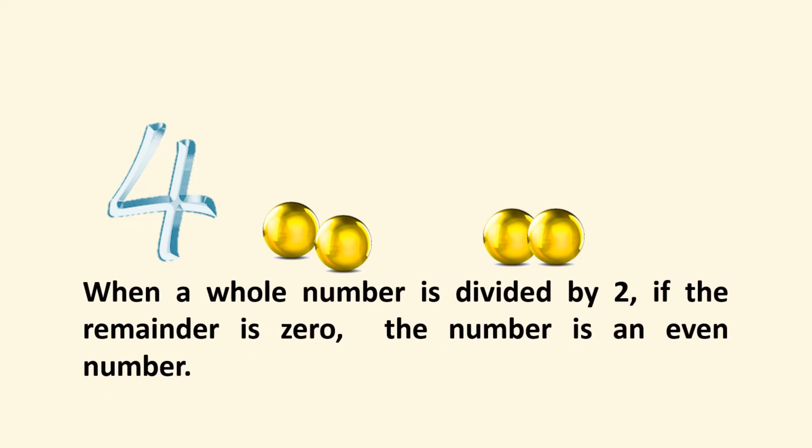Therefore, I can say when a whole number is divided by 2, if the remainder is 0, the number is an even number. So 4 is a whole number. We could completely divide it by 2. That means the remainder of it was 0. Therefore, I can say 4 is an even number. So we can define even numbers as the whole numbers which can be completely divisible by 2.